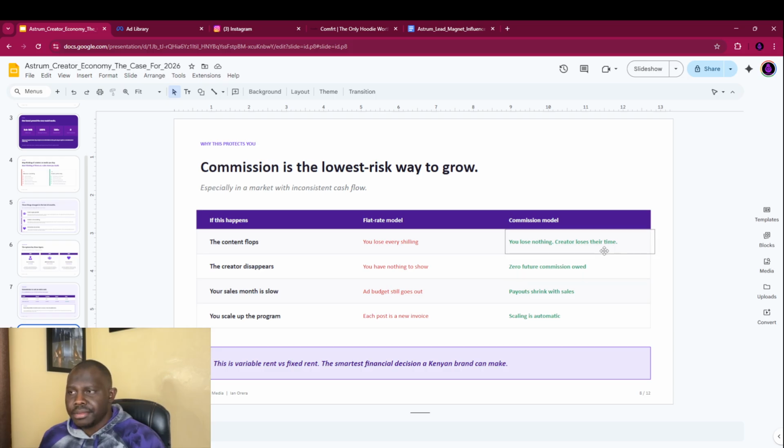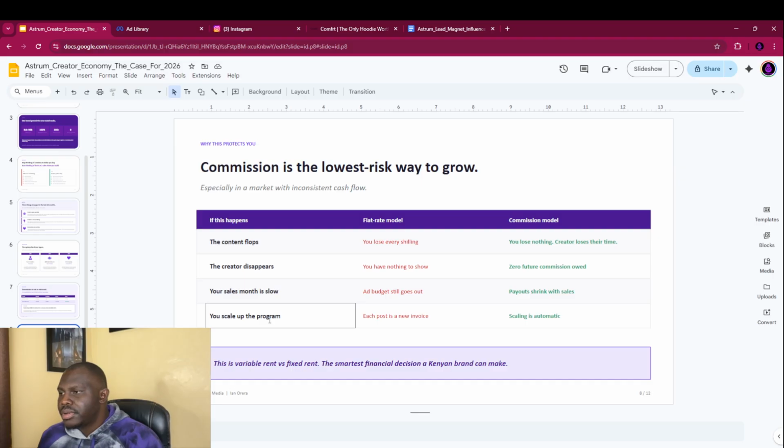For flat rate, let's say the creator disappears, right? You have nothing to show. You pay them a flat rate, right? You have nothing to show. Zero future commission. Your sales month is low, the ad budget goes out. With commission, payout shrinks with sales, right?